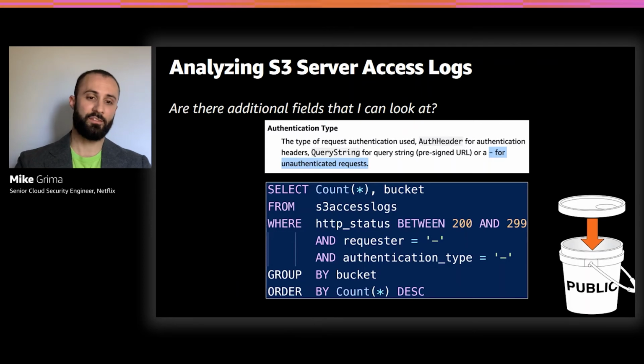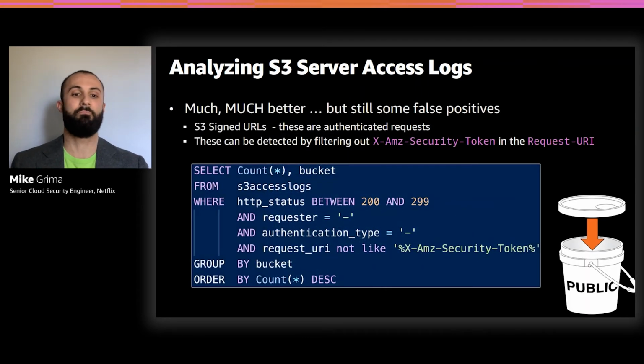And when I ran this, I got results that were massively better, like way better. Massively better. But I still saw a couple of false positives linger about. And those false positives are related to S3 signed URLs. S3 signed URLs, I'm not going to go into too much detail. You can refer to the AWS documentation, but S3 signed URLs are legitimate authenticated S3 requests.